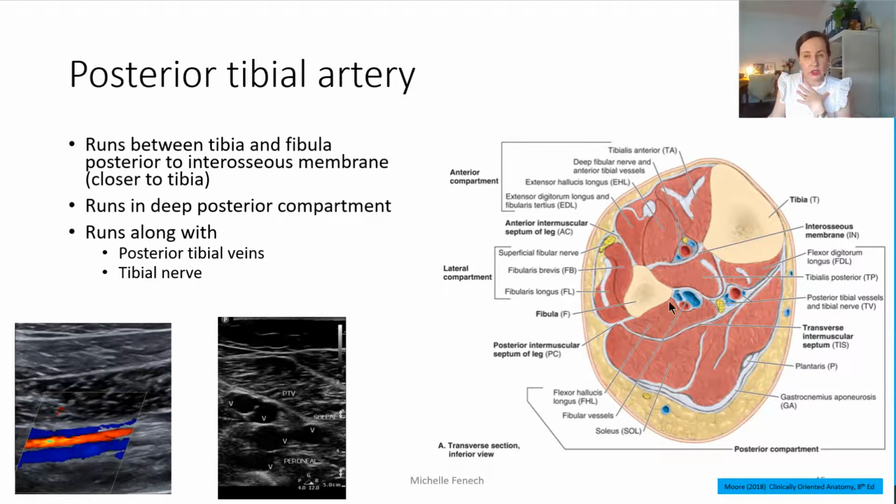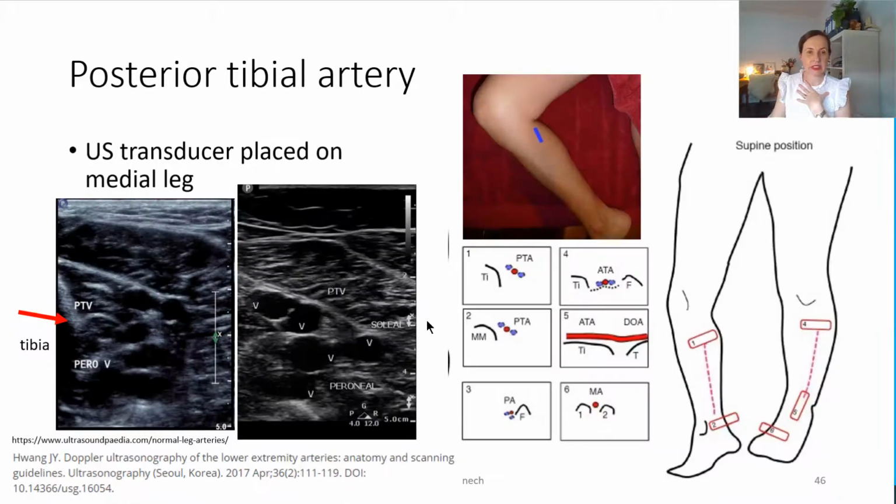And you'll notice that these are going to be our peroneal vessels. They don't have a nerve. So this is our posterior tibial vessels and our tibial nerve. So you need to think they sit in this posterior deep compartment of the calf, and they're posterior relative to the anterior tibial artery. Where are we going to look at this?